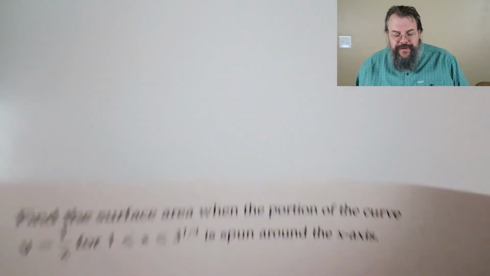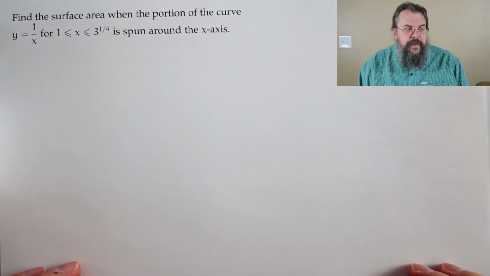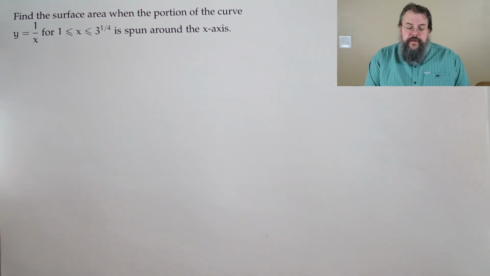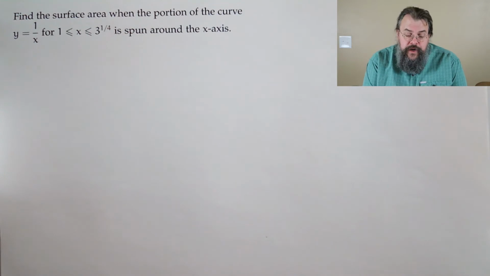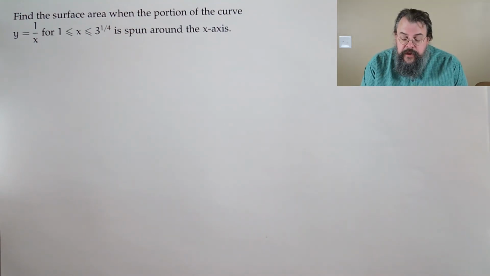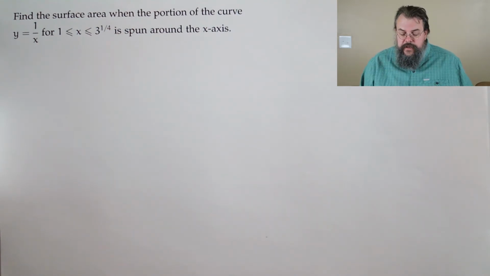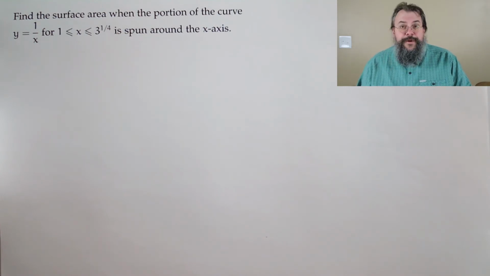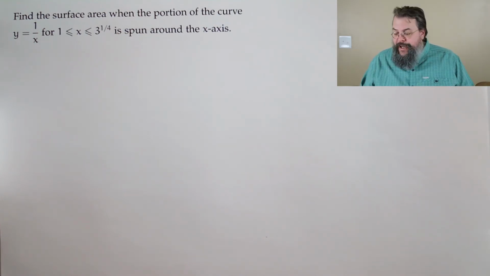Okay, good. Well, more problems, right? More problems. Let's do it. Find the surface area when the portion of the curve y equals 1 over x, where x goes from 1 to 3 to the 1/4, is spun around the x-axis. All right, well, this should be interesting. I don't know if I've actually done this before. So we're going to do this for the first time together.